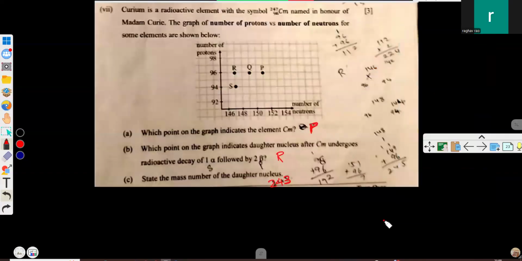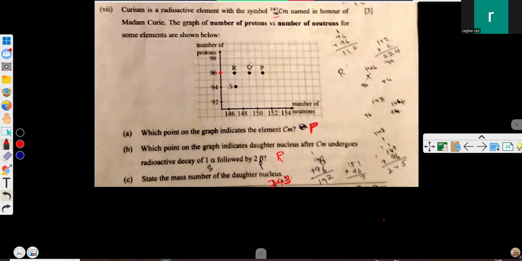Then we are going to see this question. In this question, curium is a radioactive element, 247 Cm 96, named in honor of Marie Curie. The graph of number of protons versus number of neutrons has been given. Which point on the graph indicates element Cm? So 247 is the mass number, 96 is the atomic number. So we have to go to 96.